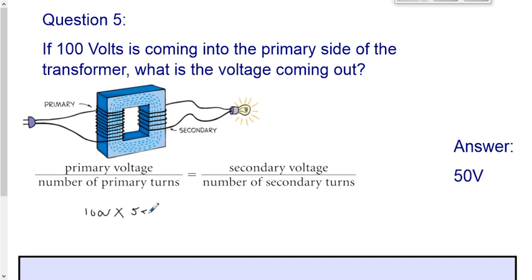In fact, I can go ahead and write the units. That's 5 turns. 100 volts times 5 turns divided by the number of primary turns, and that was 10 turns. And notice that turns as a unit actually cancels out. 100 volts times 5 is 500, divided by 10 gives me 50, and our units of volts still stays. So that's going to be 50 volts. All right, moving on.